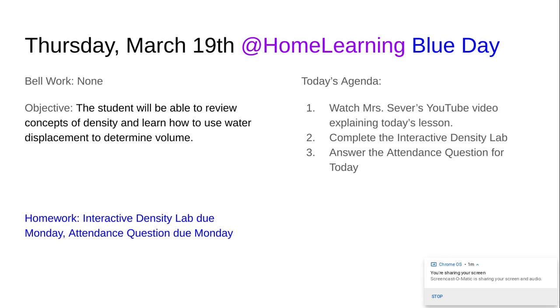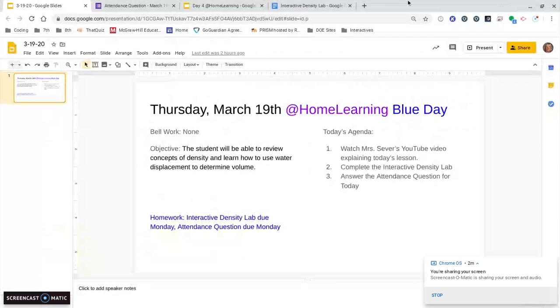If you look at today's agenda, the first thing it says is watch the video. So hopefully you are doing that right now. And then number 2, it says complete the interactive density lab, which I'm going to show you today how to access. And then number 3 says answer the attendance question. And please make sure you answer the attendance question after you've watched this video.